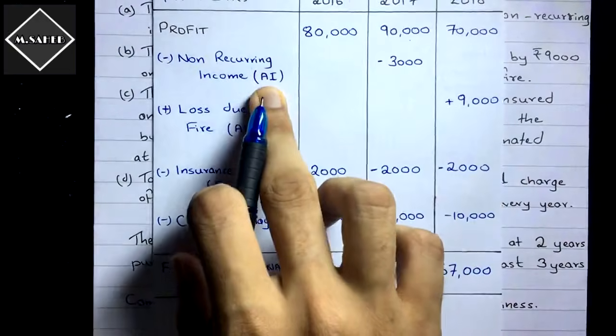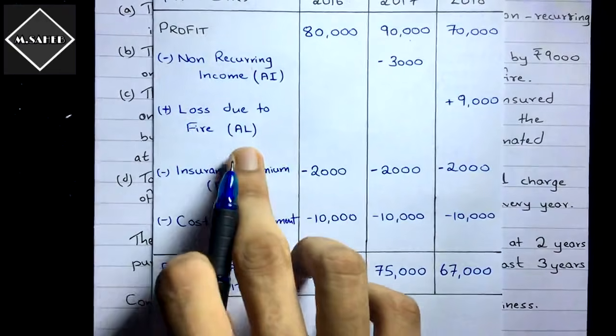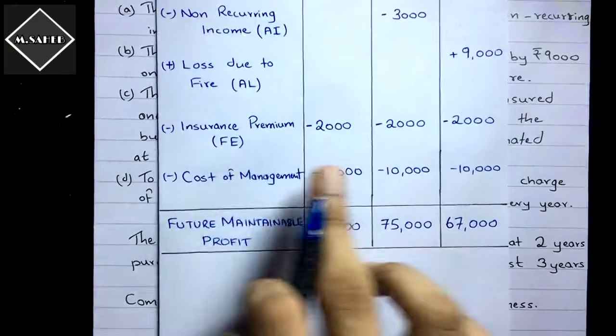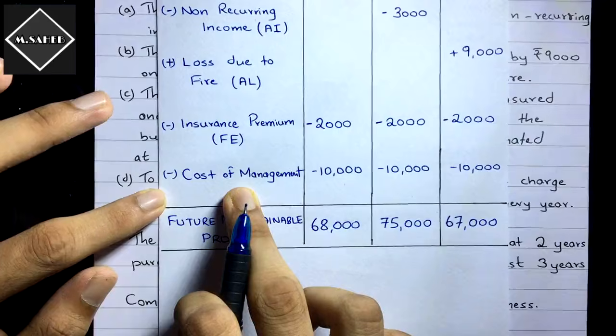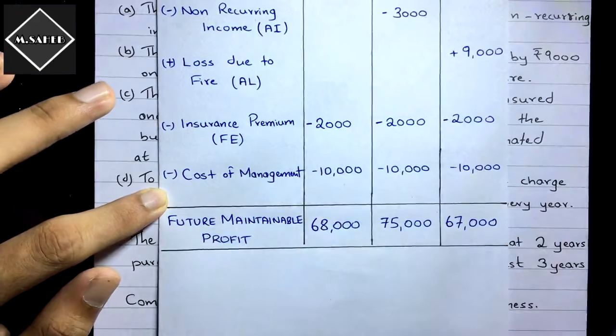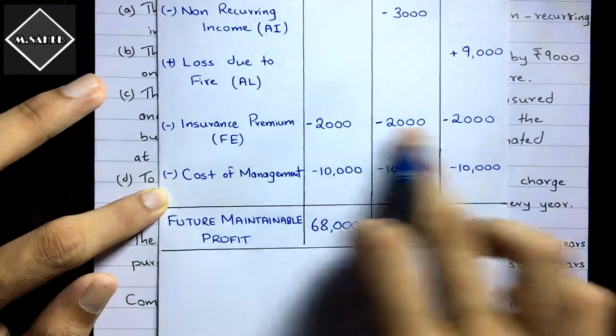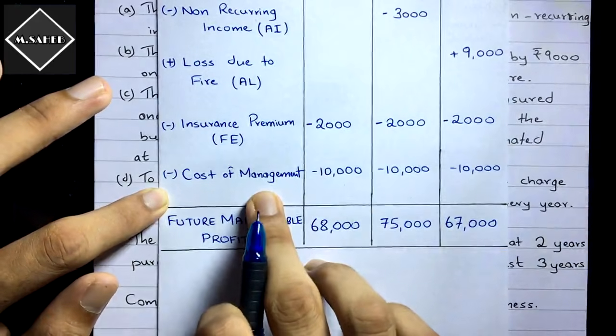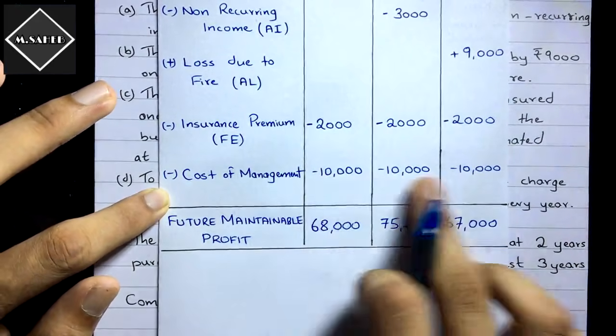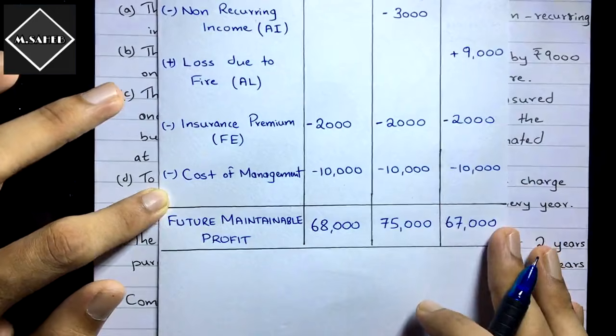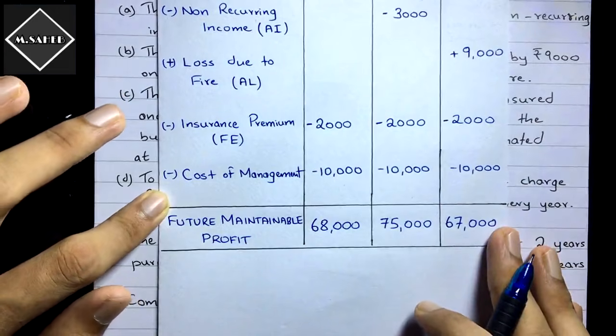Okay, abnormal income will be subtracted and abnormal loss will be added, and then future expenses will be subtracted, and if there is any future income, then that will be added to all the years. Okay, keep that in mind. Future income and future expenses will be added and subtracted across all the years. Fine. Okay, so now let's calculate the goodwill.